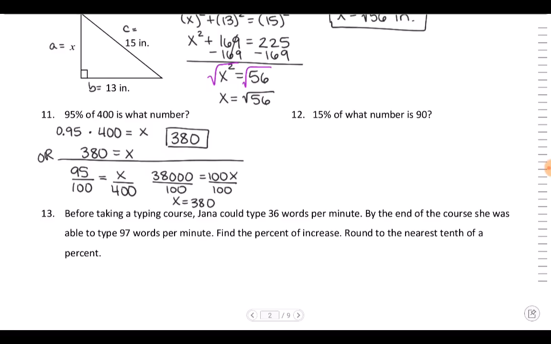So on number 12, 15% of what number is 90? So if I translate this, 0.15 of what number, so x, is equals 90. Well, then I would just divide both sides by 0.15. And x equals, let me type that in quickly, 600. All right. So 600 would be the number.